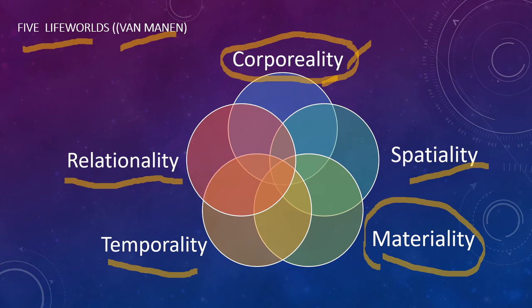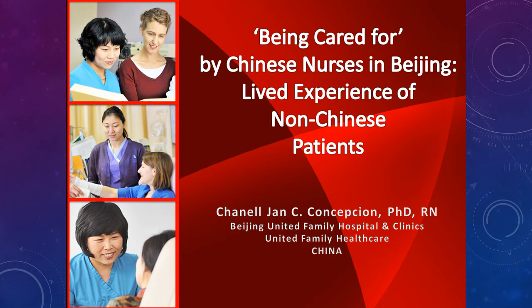And materiality is your attachment to things. For example, when you're going through chemotherapy, you need to have your special blanket with you because it adds meaning to your experience. So this is how van Manen and even Munhall subscribe to the life worlds when you're talking about the experience of a person. So this is just a sample of my dissertation, and I was using van Manen's hermeneutic phenomenology, and I was looking at being cared for by Chinese nurses in Beijing, the lived experience of non-Chinese patients. This is an example of a hermeneutic phenomenological research.